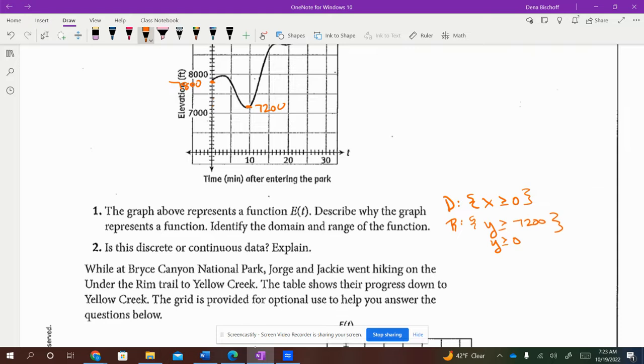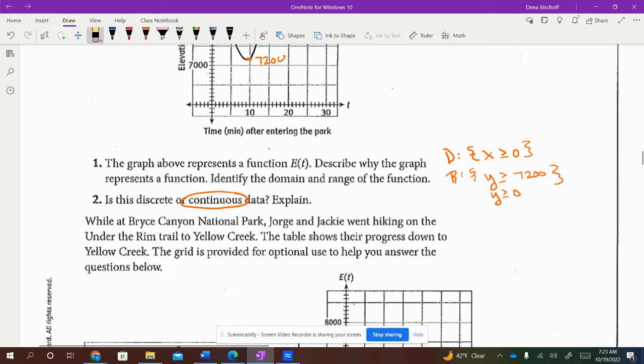Is this discrete or continuous? Well, it's continuous. Remember that if it's discrete, I would just have points on my graph, and I don't have points. I actually have a line, so this is continuous.